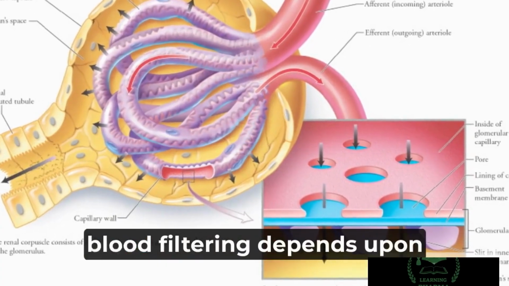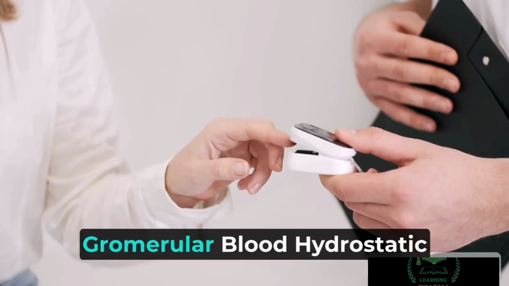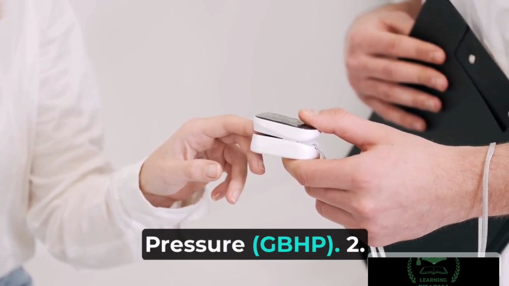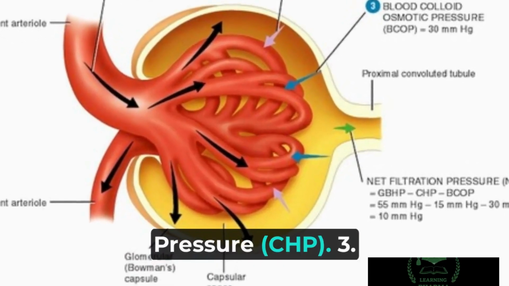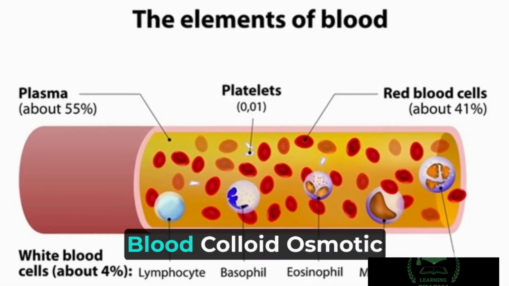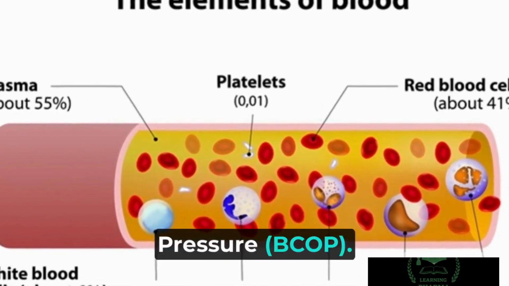In the glomerulus, blood filtering depends upon three main pressures. 1. Glomerular blood hydrostatic pressure, GBHP. 2. Capsular hydrostatic pressure, CHP. 3. Blood colloid osmotic pressure, BCOP.